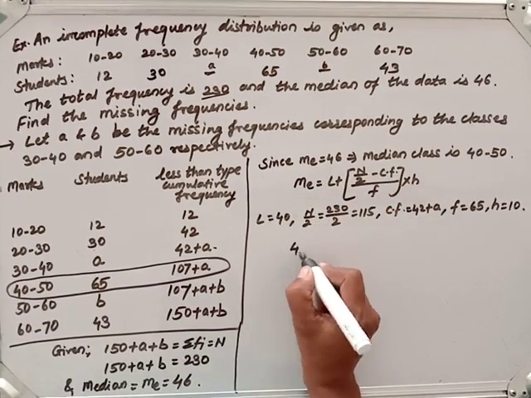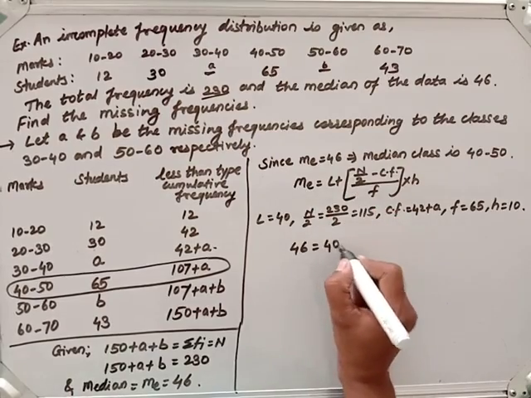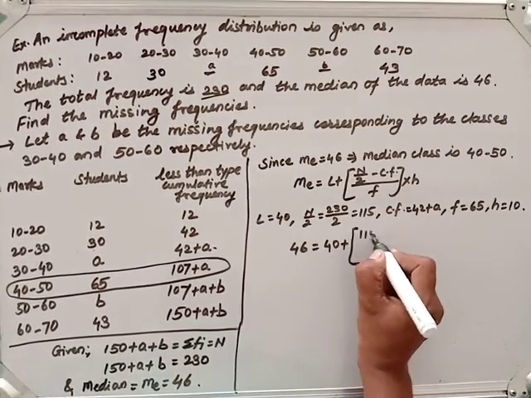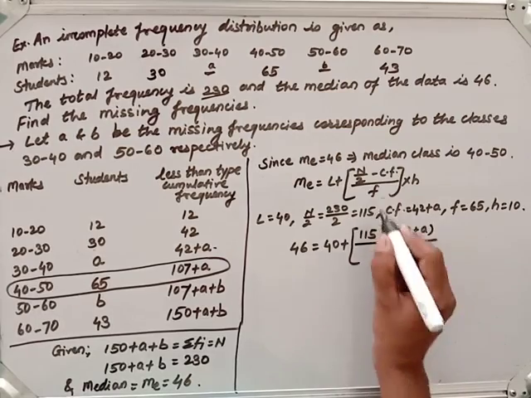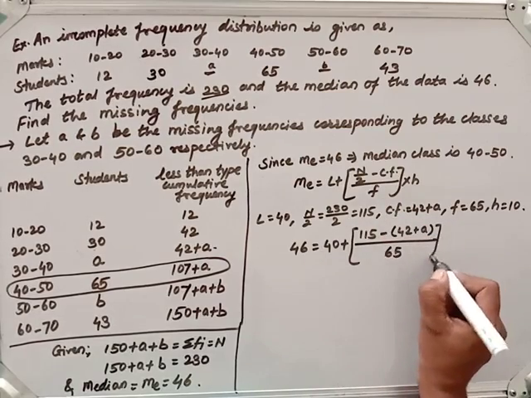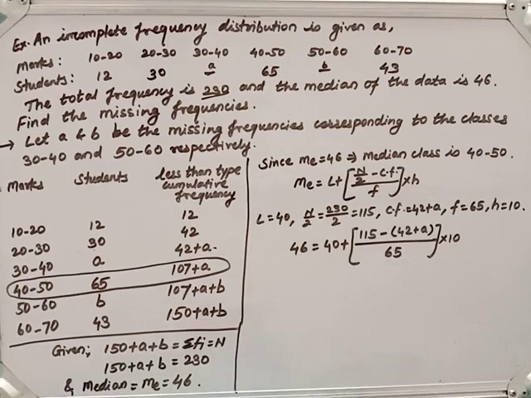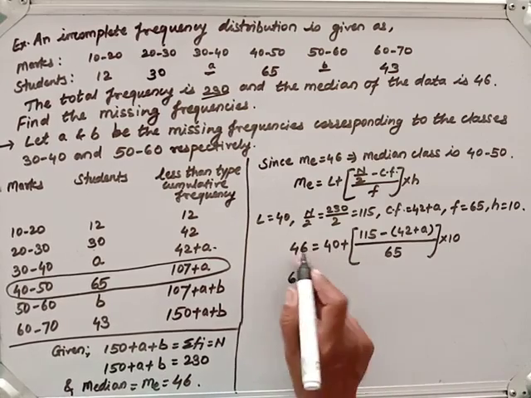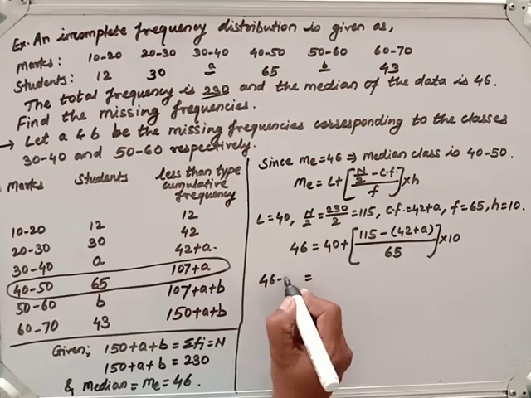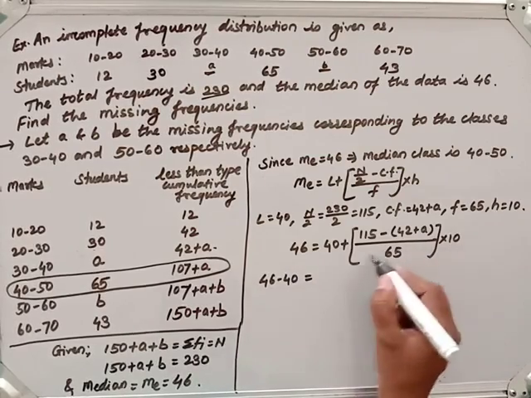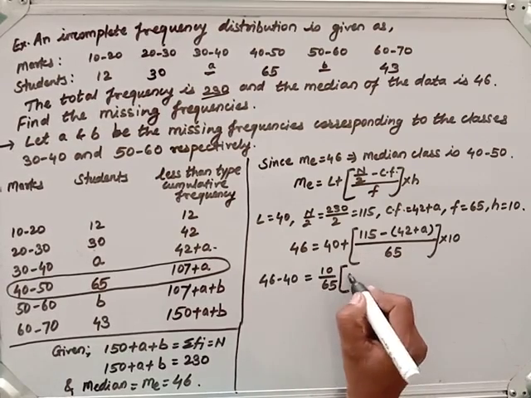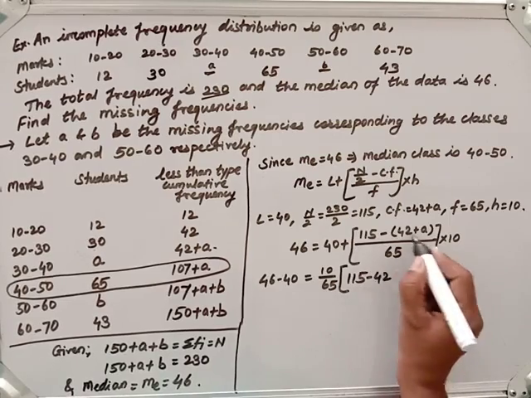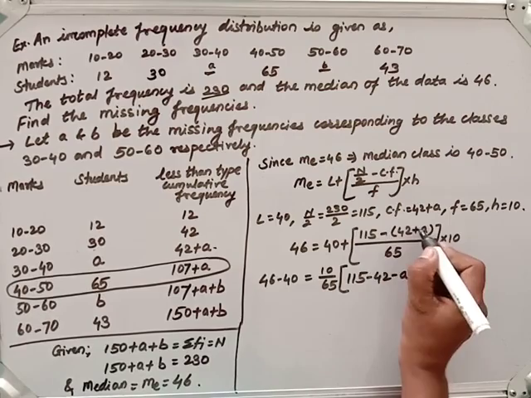Therefore, median value is given. So let me put it up there. Left hand side is 46. Right hand side will be 40 plus 115 minus CF, that means 42 plus A, upon F, which is 65, and H is 10. Fine. Now let me take this 40 to this side, so it will become 46 minus 40. Let me take these values on one side. This is 10 upon 65 multiplied by 115 minus 42, and this minus will affect A also, it will become minus A.